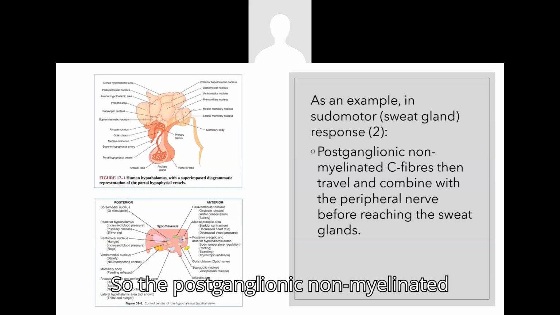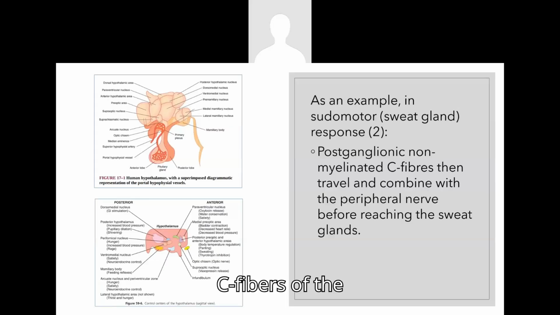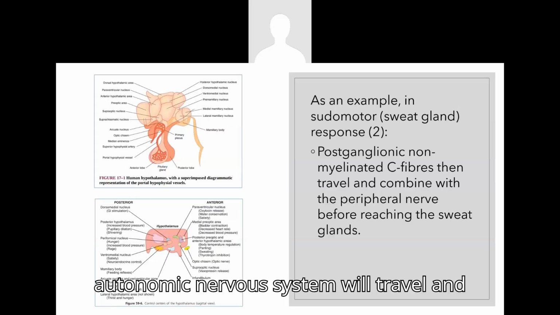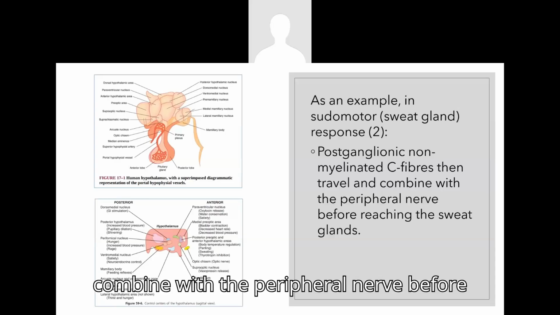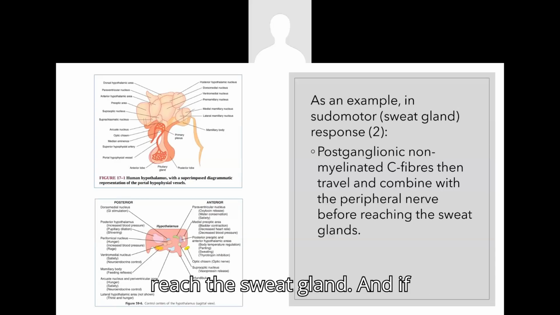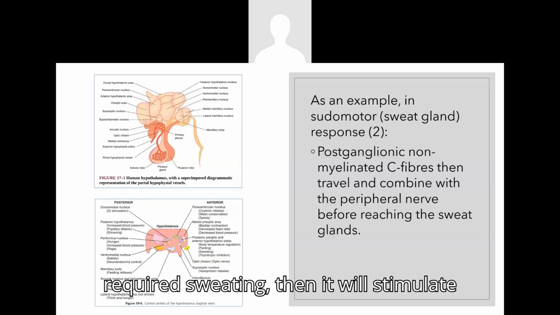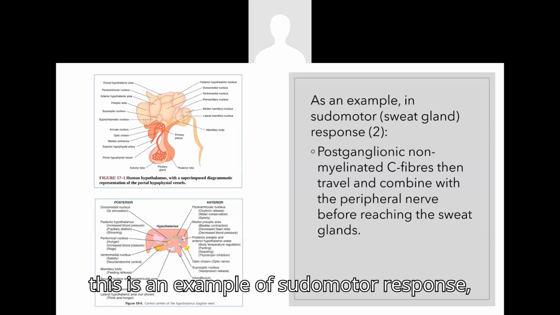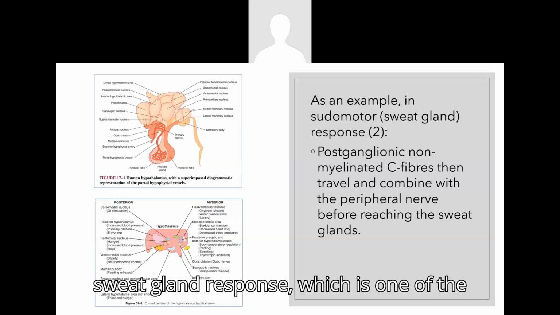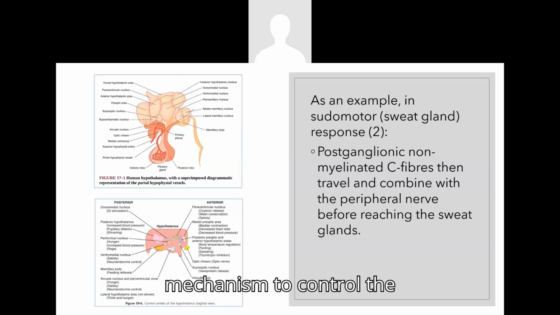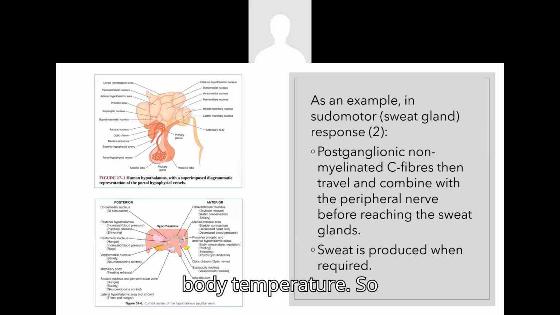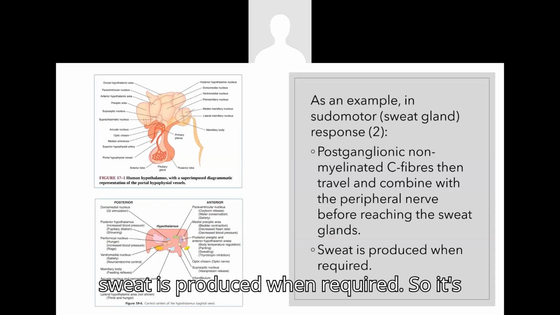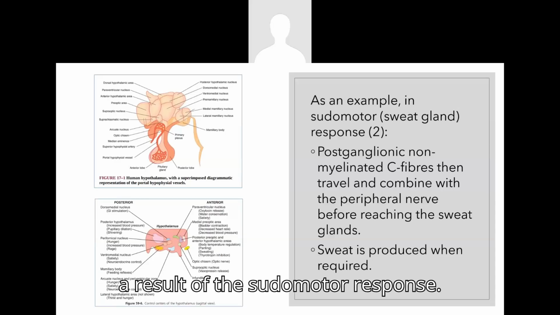The postganglionic non-myelinated C fibers of the autonomic nervous system will travel and combine with the peripheral nerve before reaching the sweat gland. And if sweating is required, then it will stimulate the sweat gland to produce sweat. We'll discuss this in detail later in this video. So this is an example of the pseudomotor response, the sweat gland response, which is one of the mechanisms to control body temperature. So sweat is produced when required. It's a result of the pseudomotor response.